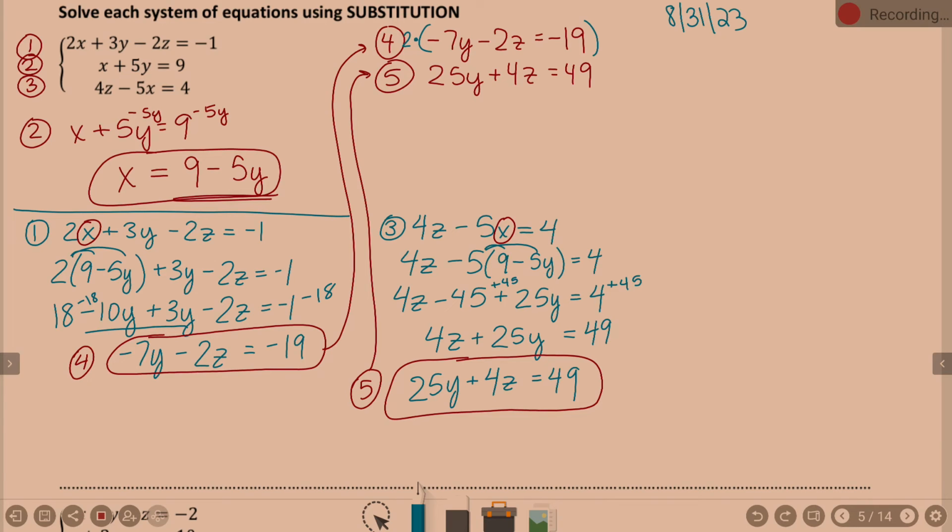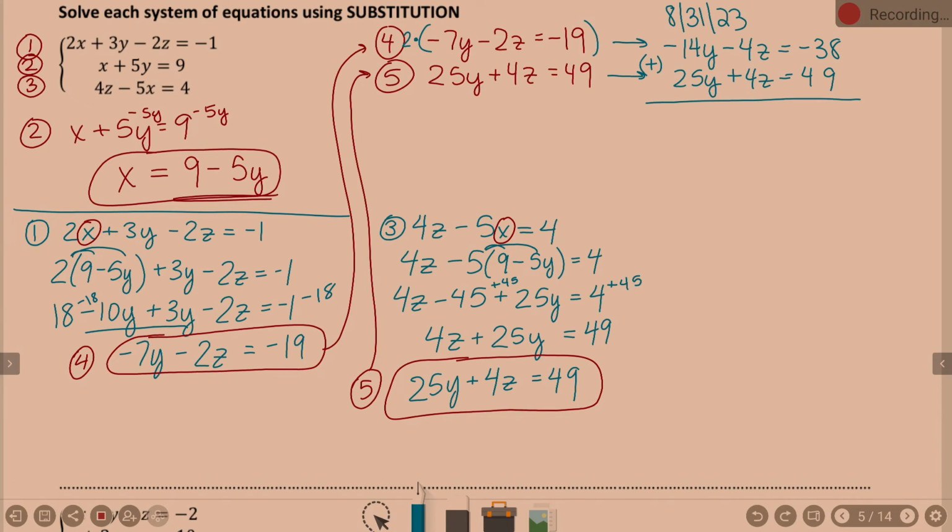Well, I guess. I didn't show any examples like this. I know a couple of people have asked me, can you do that? Yeah, you can just multiply one equation by something, because 2 times 2 is 4, right? So my new equation 4, when I multiply by 2, is negative 14y minus 4z equals negative 38. Keeping my bottom equation, 25y plus 4z equals 49.